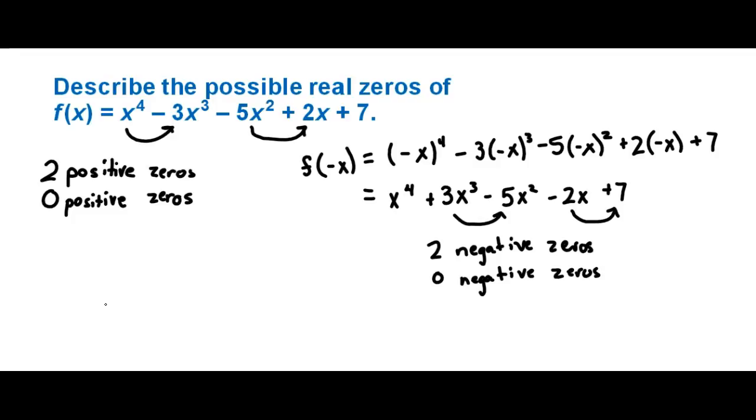Once again, if I had gotten 3 for that, then I could have 3 or 1. If I had gotten 4, I could have 4, 2, or 0.